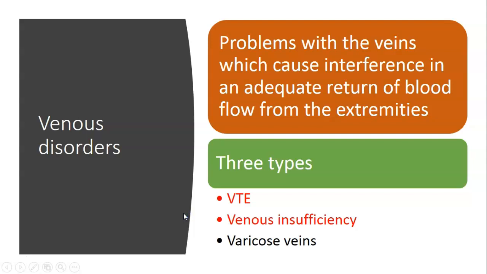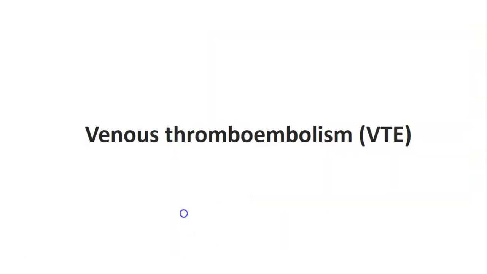This is going to be a quick overview and highlight some points about venous disorders. So venous disorders are problems with the veins, which can cause interference with an adequate return of blood flow from the extremity. So remember, veins are responsible for return of blood. There are going to be three types. We're going to talk about VTE, venous insufficiency, and varicose veins.